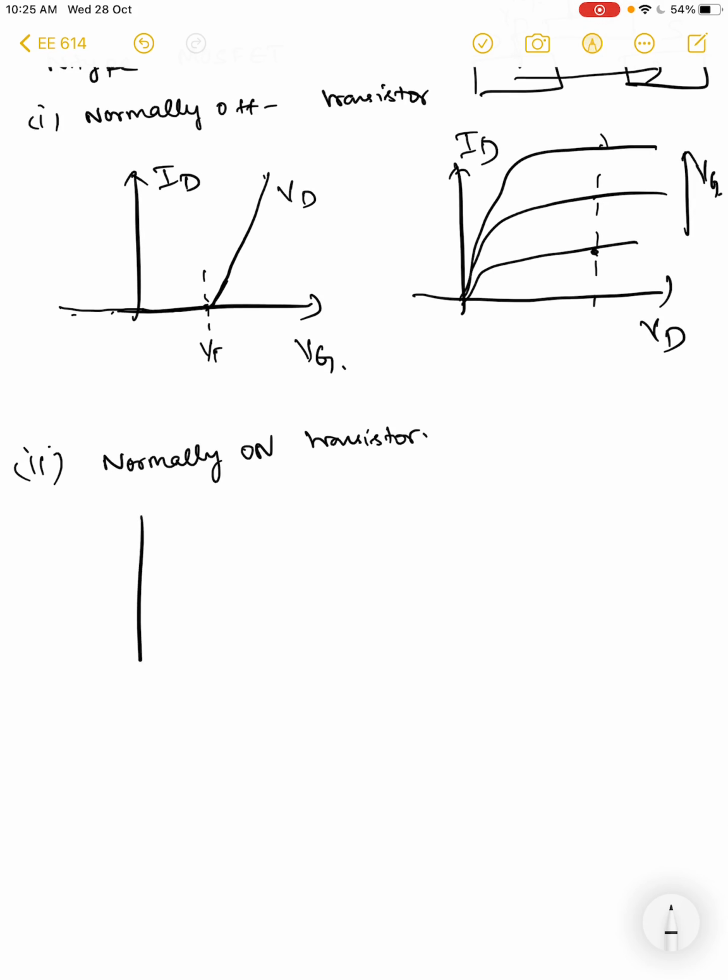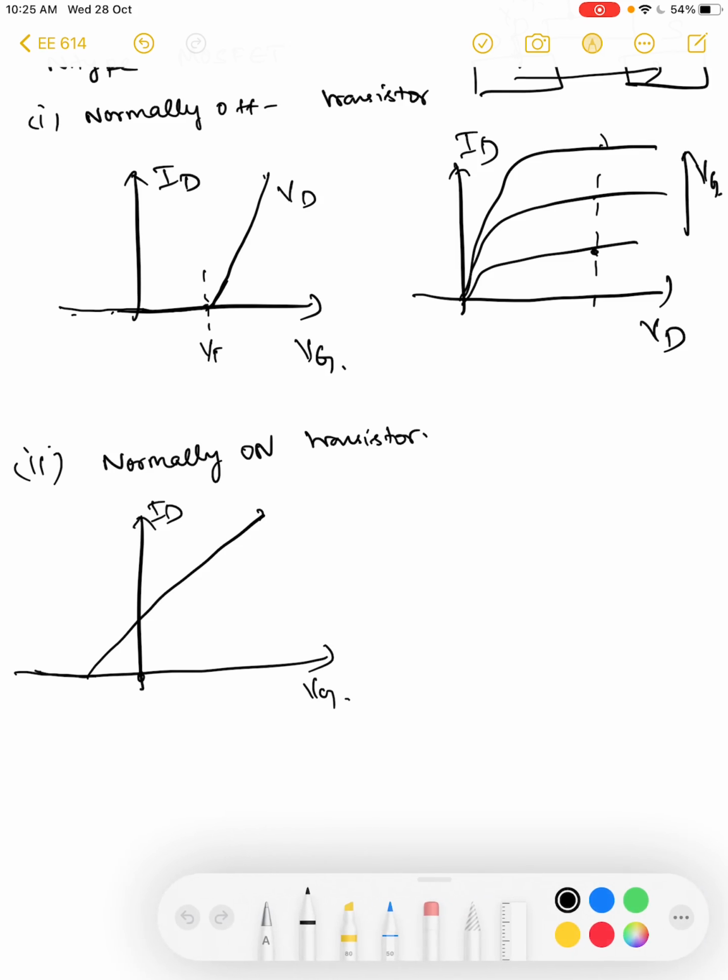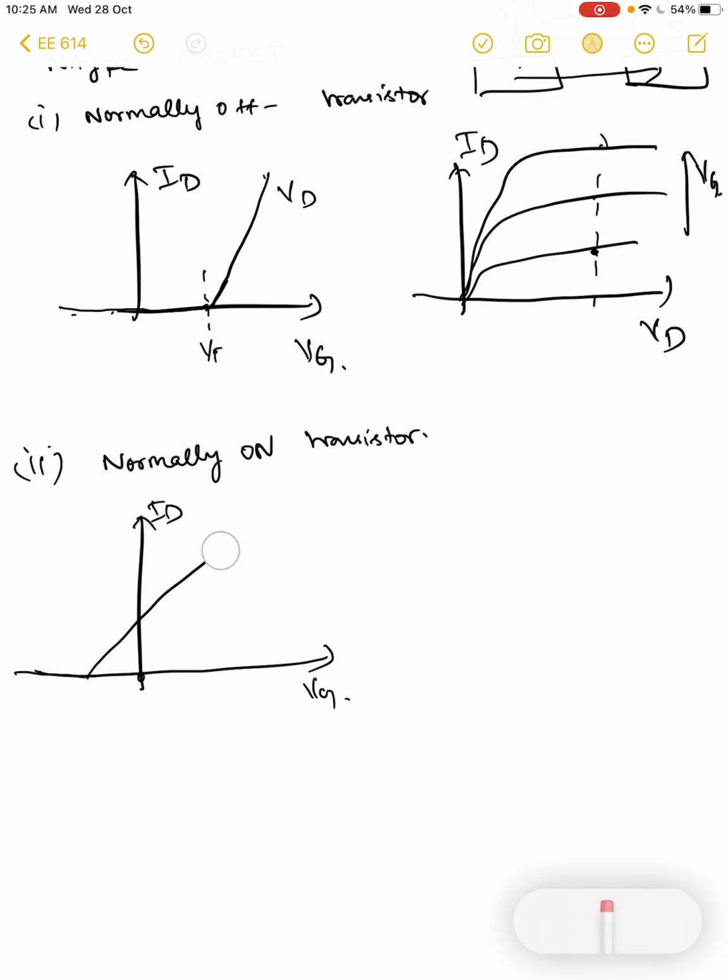which has a very similar behavior but offset in potential. This is VG. I should draw it at a much larger slope. Again VT. At Vg equal to 0, I still have a very high conduction, hence this is called normally on. And to actually turn it off, you have to apply a negative gate bias to turn this guy off.